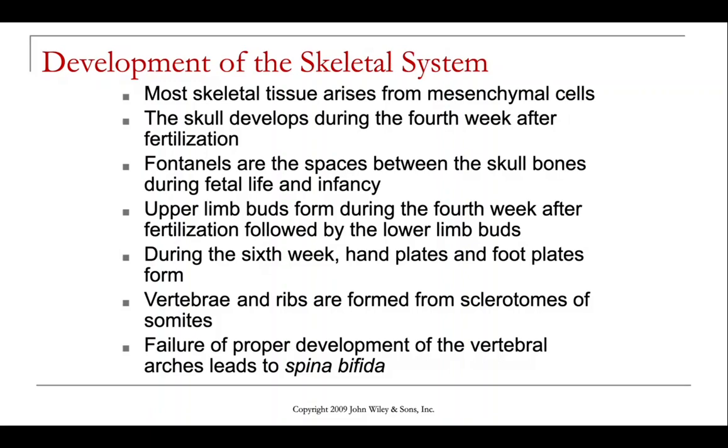So most of the skeletal tissue is going to come from mesenchymal cells. The skull is going to develop during the 4th week after fertilization. So those fontanelles between the skull bones will be there the entire fetal life as well as part of infancy. The upper limb buds are going to form during the 4th week after fertilization, followed by the lower limb buds. During the 6th week, we see the hand and foot plates. The vertebrae and ribs are formed from the sclerotomes of the somites. So when proper development of the vertebral arches fails, we call that a spina bifida, and that can have varying degrees of severity.